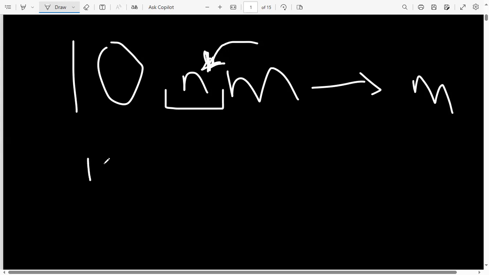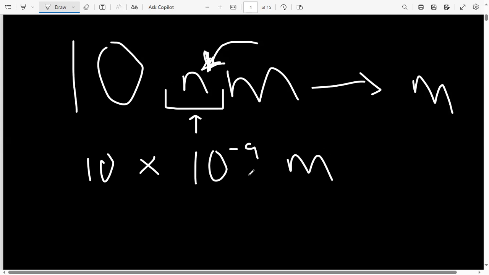So we are going to say 10, and we can even write times. Where there's nano, we put the number that represents nano, which is 10 to the power -9. And then the meters remains. So this is 10 times 10 to the power -9.